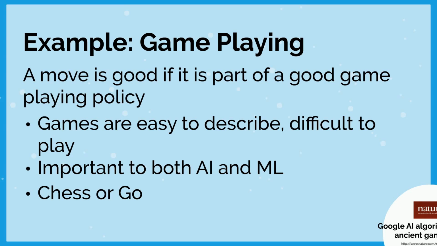So reinforcement learning and game playing specifically is very important to AI and machine learning. And some examples of this are the games chess or Go. AI algorithms or machine learning algorithms, really reinforcement learning algorithms, have been used to master both chess and Go.